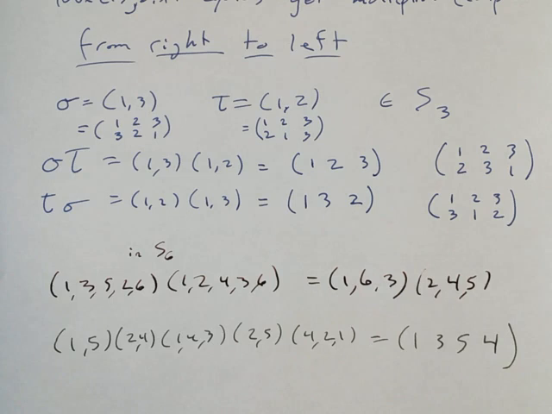So 2 should go to itself. Let's find out. 2 goes to 1. 1 goes to 4. 4 goes back to 2. 2 does go to itself. It's a fixed point of this function. Questions?